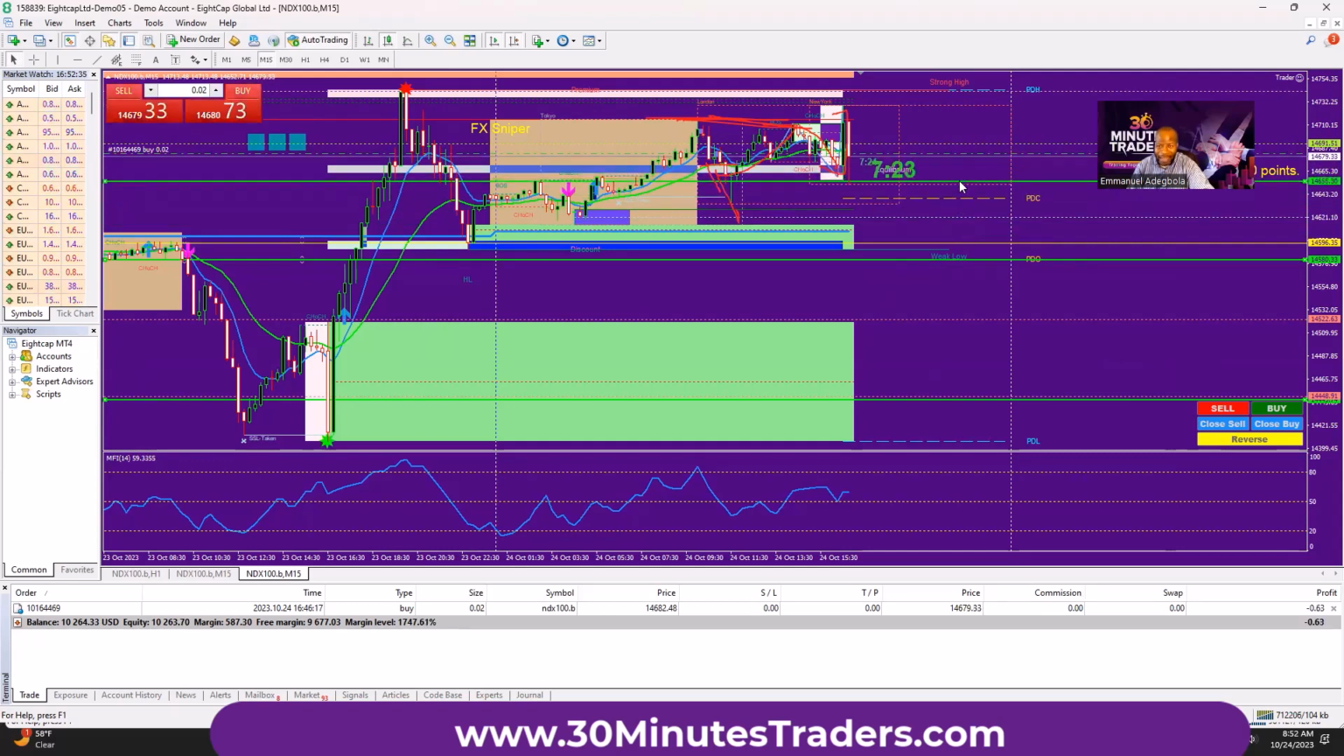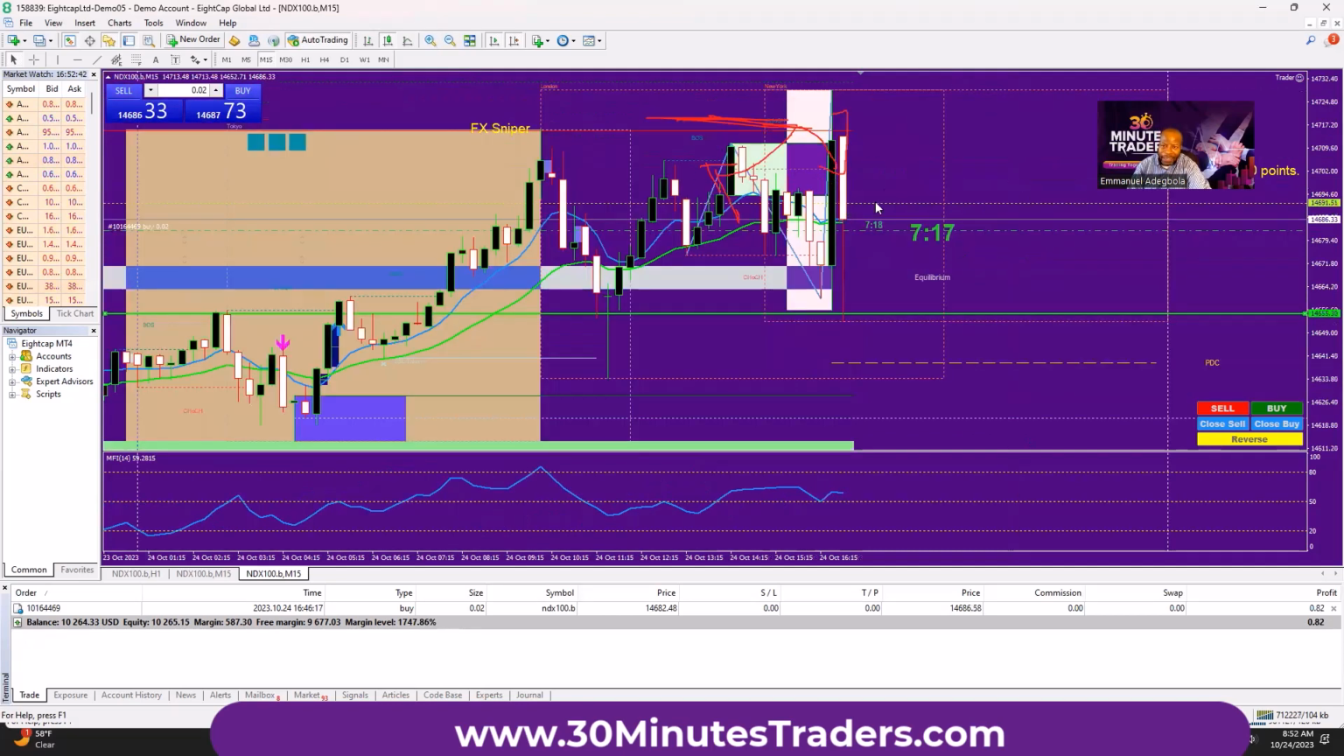Maybe they learned it or read it from a book, and put it a few pips below whatever. Then you see what this one did? It came back. Do you see that? It came back to sweep all those stop losses. Now it will start going all this way. So it's just the game that the big boys, the banks, the institutions play against retail traders.